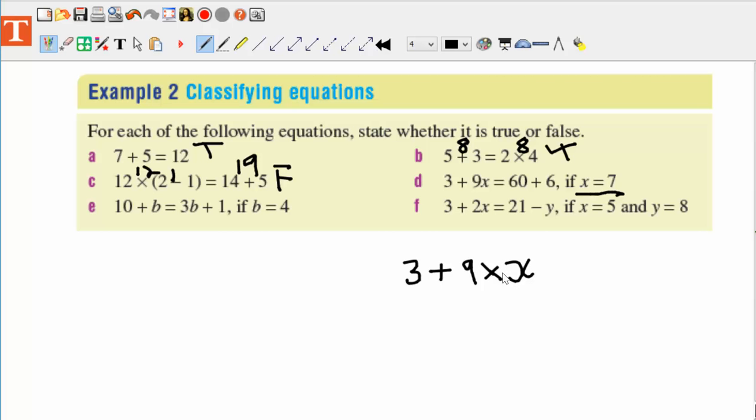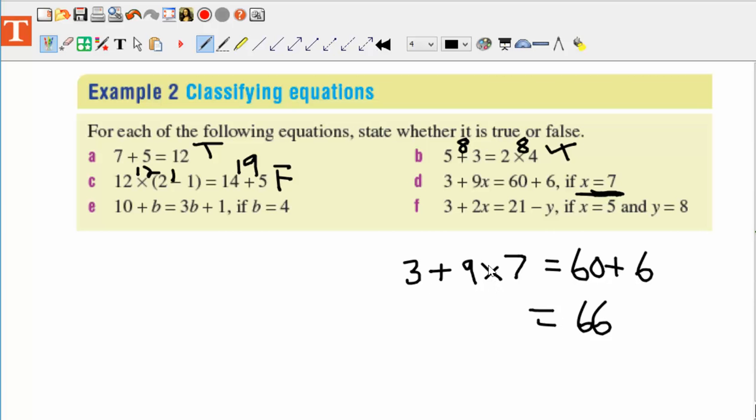Okay, now I'm going to get rid of that x because it's no longer 9 times x because we're being told that x is 7. So it's actually 9 times 7. Okay, equals 60 plus 6. Alright, so I've got to substitute that value in first. Then we can work this stuff out. So 60 plus 6 gives us 66.